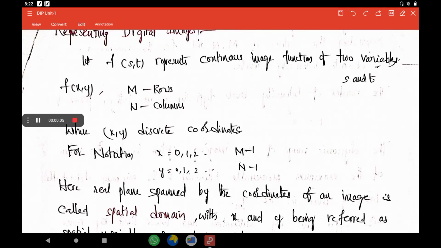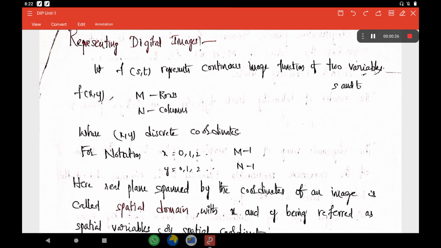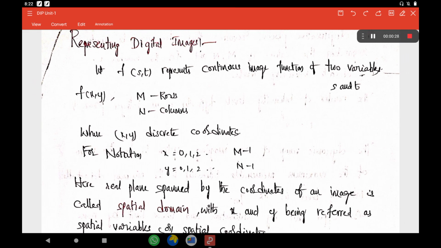In this video, we are going to see the representation of digital images. In the previous video, we observed what is meant by an image and how we generate the image formation model. Now, how to represent the digital image? It is one of the basic things you have to know in digital image processing. Okay, let us move on to the topic.